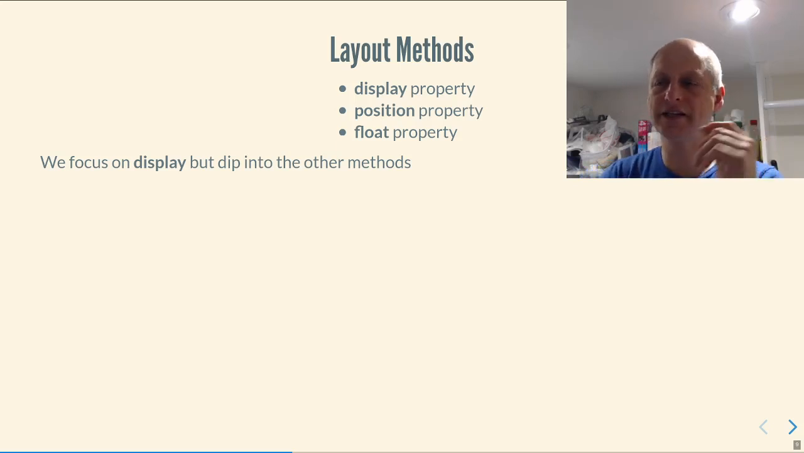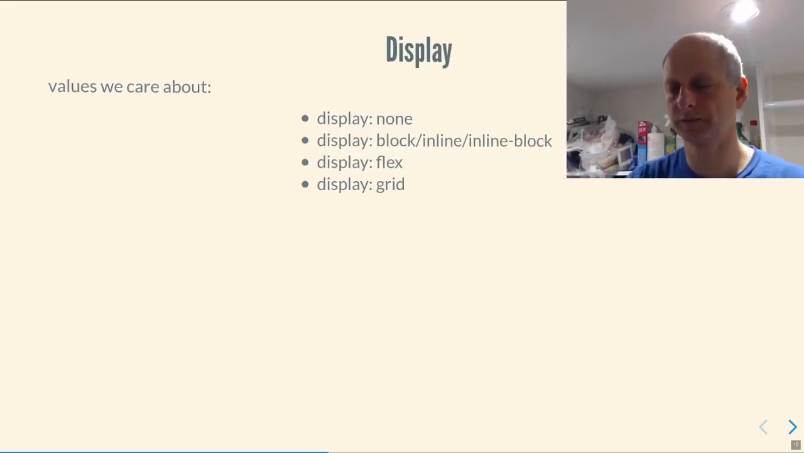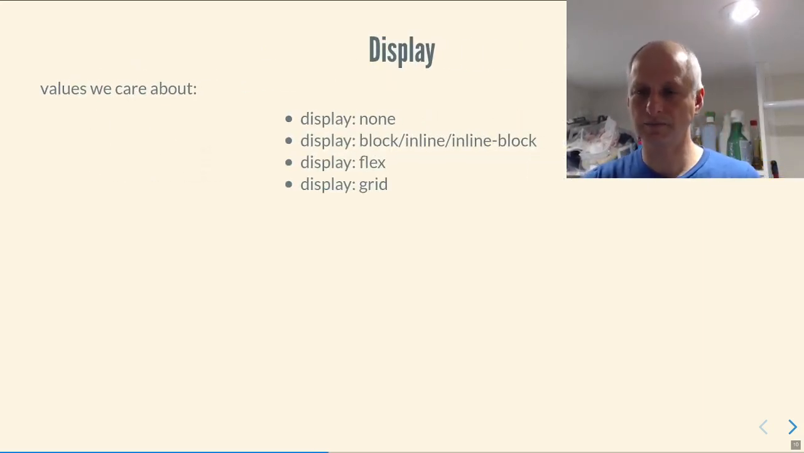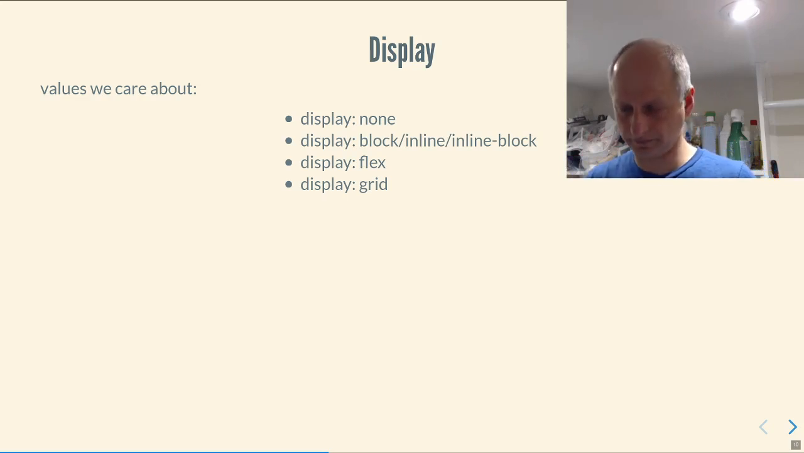There are three main layout systems: the display system, the position system, and the float system. We will not talk today about float and position, although we will definitely mention them later on in the class, but we're going to focus today on display and the radical ways in which you can disrupt the flow of a page using especially the new values for display. There are a bunch of values, but the ones we care about are none, which means do not display this at all, and take it entirely off the page.